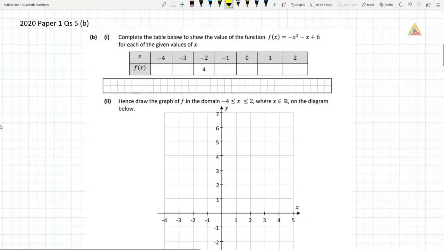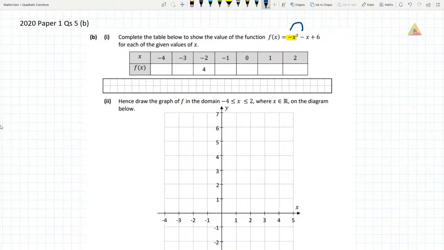I also see here that we have this minus x squared term. So when I have a minus x squared, because in part 2 it's going to ask me to graph it, I'm expecting an n-shaped curve. So I'm going to be getting a negative quadratic, so an n shape. I need to work out what these points are going to be though.